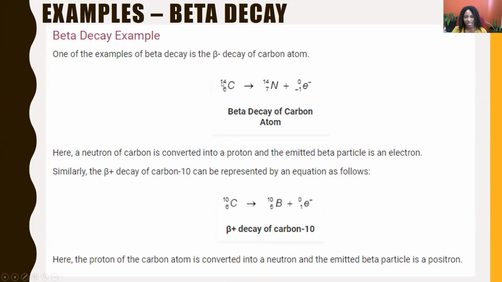So when I'm looking at beta decay, my mass number should remain unchanged, but my proton number should either increase or decrease dependent on if it is a positron being released or if it is an electron being released. Now, what do I mean by a positron? A positron is simply an electron that actually has a proton number of 1.